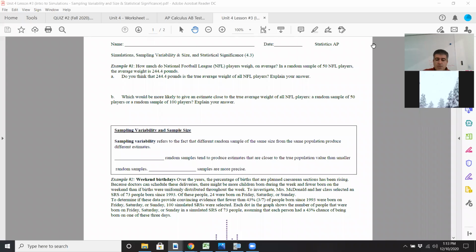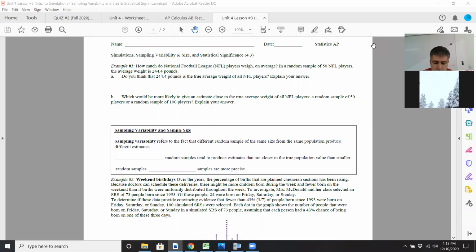So we're recording. This is a discussion of Unit 4, lesson number 3, on simulation, sampling variability and size, and statistical significance. So the first question: how much do NFL players weigh on average? In a sample of 50 NFL players, the average weight is 244.4 pounds. Do you think that 244.4 pounds is the true average weight of all NFL players?